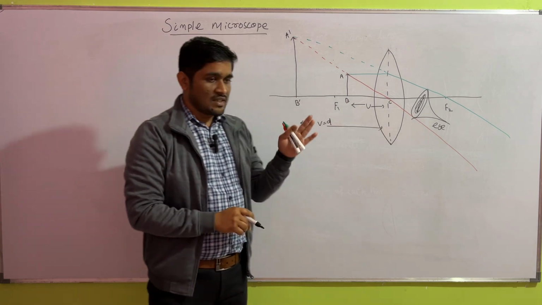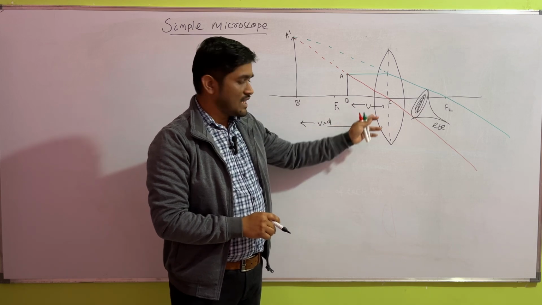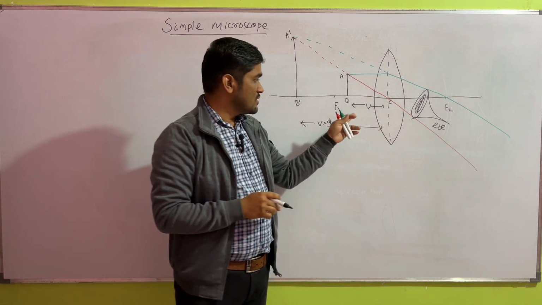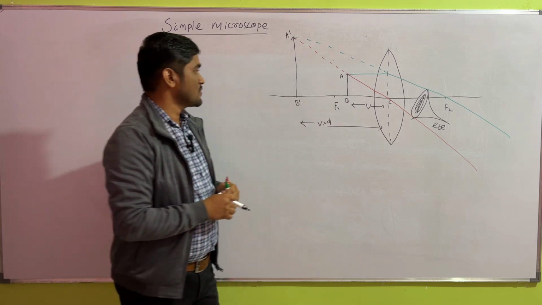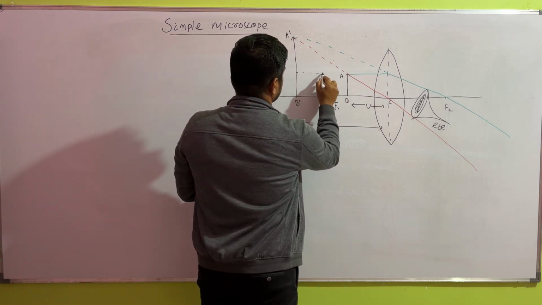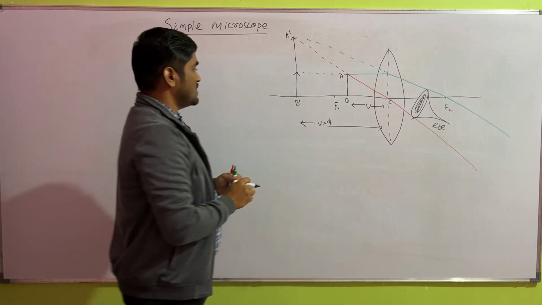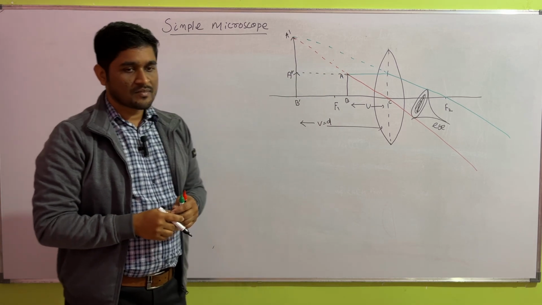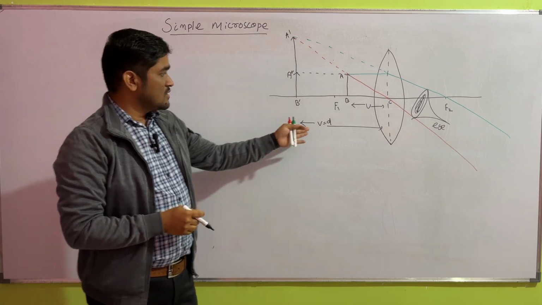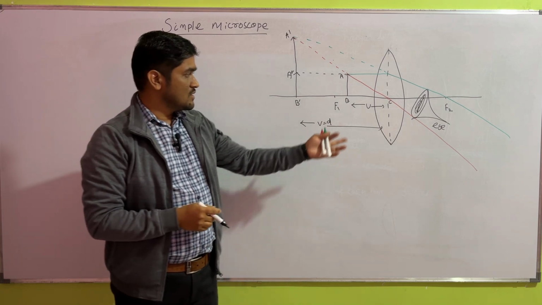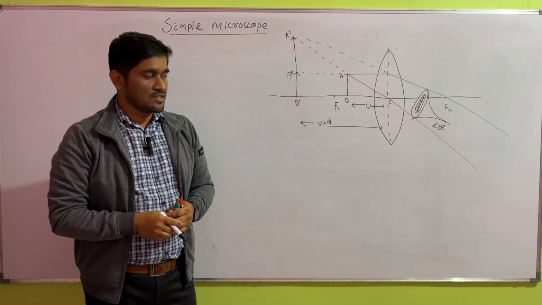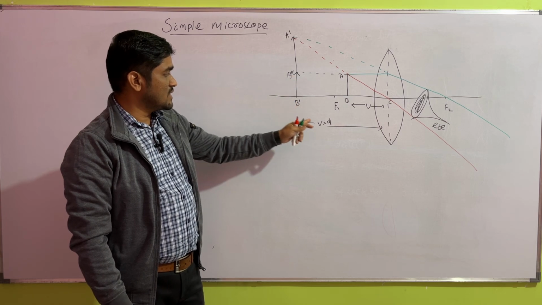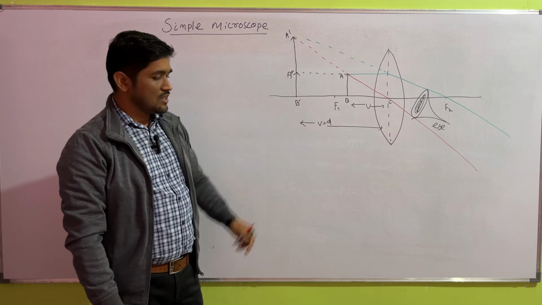Clear? And actually, for the object that is situated at a distance U, to see it clearly, we have to imagine the object is situated at the distance of distinct vision. So we have to imagine this is the object which is situated at the distance of distinct vision, that is A double dash B dash. To see the object clearly, we have to imagine the object is situated at a distance D. That is A dash, A double dash, B dash is the object.